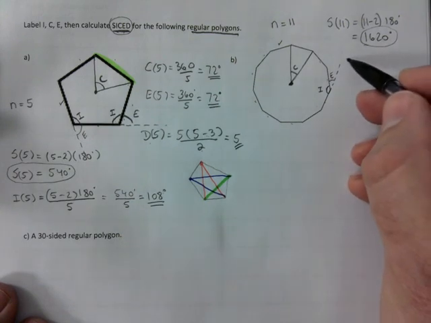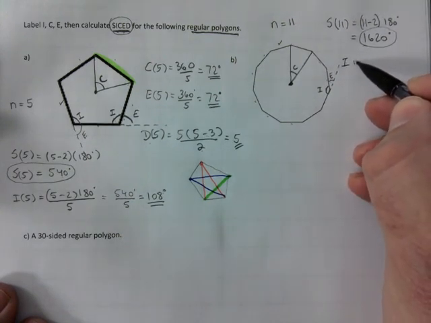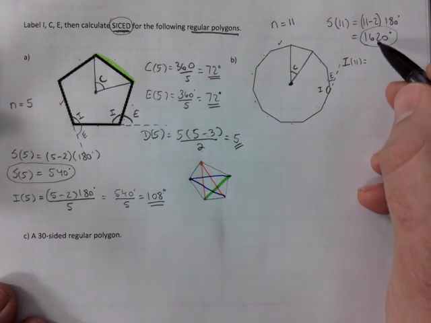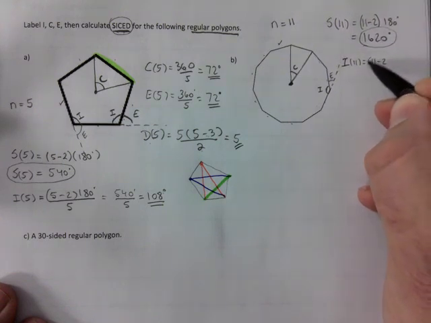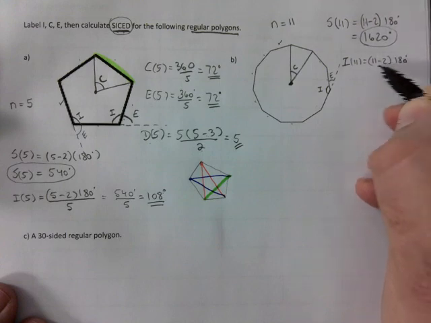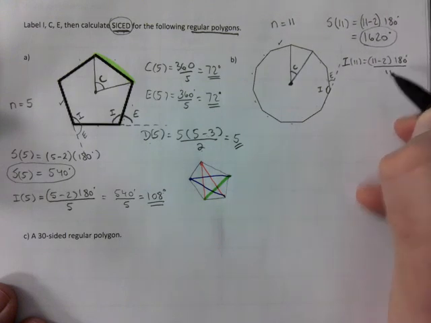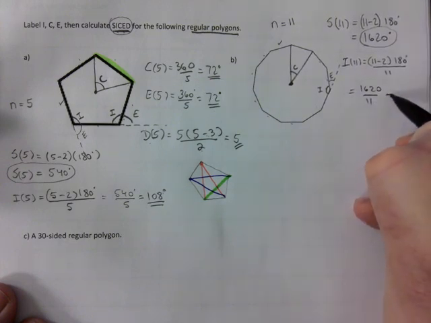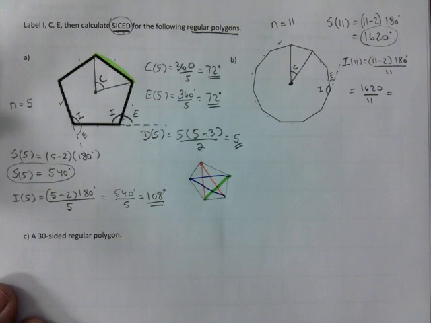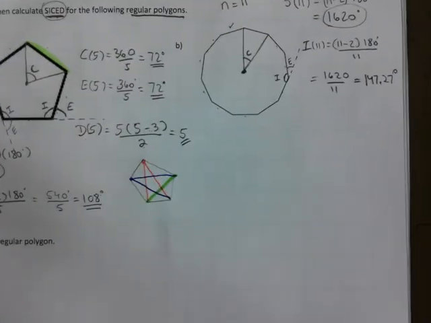Okay. The interior angle of an 11-sided shape, I will still use the formula. So 11 minus 2 times 180 divided by the number of sides. That is really 1620 divided by 11. And this is a decimal number, and that's okay. 147.27 degrees. Let me zoom into that side here.